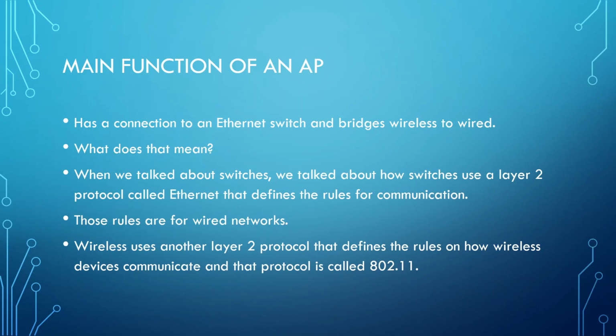Now what does this mean? When we talked about switches, we talked about how they use a layer 2 protocol called Ethernet that defines the rules of communication. As you probably guessed, wireless uses a different layer 2 protocol to define the rules of how devices which connect to the same wireless network can communicate. So in this case, there will be a different set of rules to define how my laptop can communicate with my wireless AP. This protocol is called 802.11.